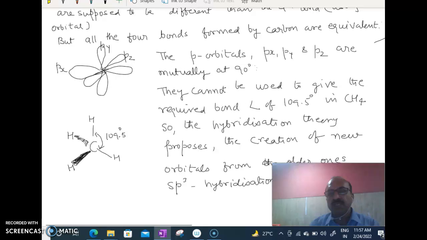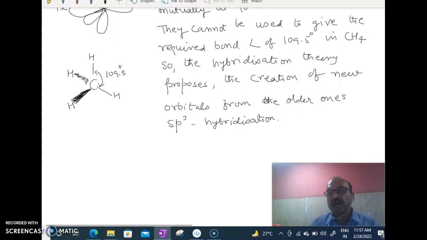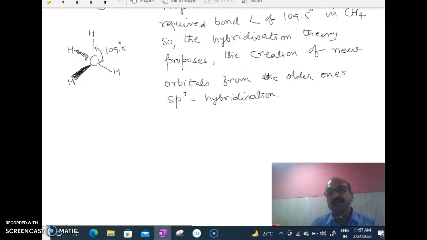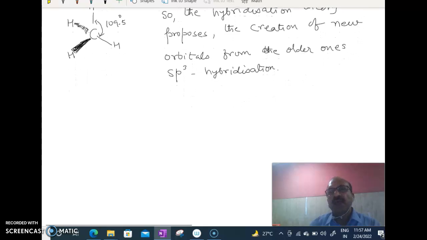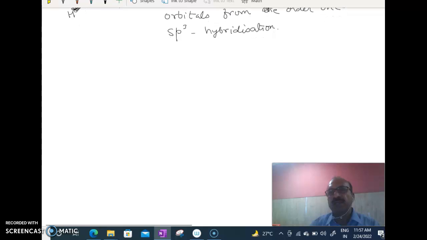So in order to overcome these problems, it is suggested that old orbitals are modified into new orbitals, and this process is known as hybridization. Because we involve 1s and 3p orbitals, it's called sp3 hybridization. You can also have sp2 hybridization, where 1s orbital and 2 of the p orbitals combine to form new orbitals, and sp hybridization, where 1s orbital simply combines with 1p orbital to form sp hybrid orbitals.